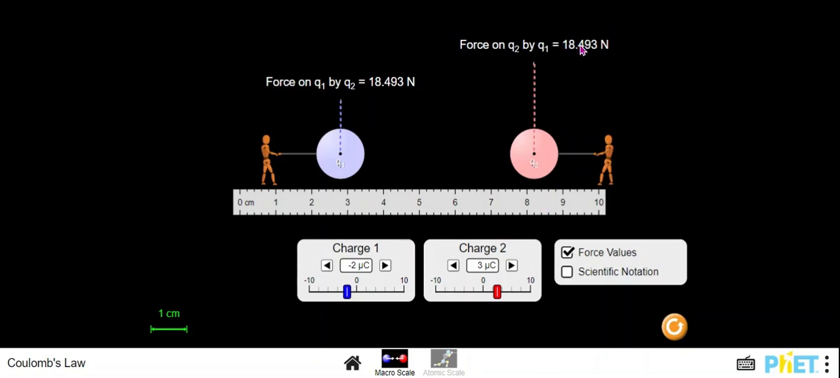What did you observe? Okay, look at the force. Was there a change in the force from the very first one I showed you, or not? Okay, so you write this down.